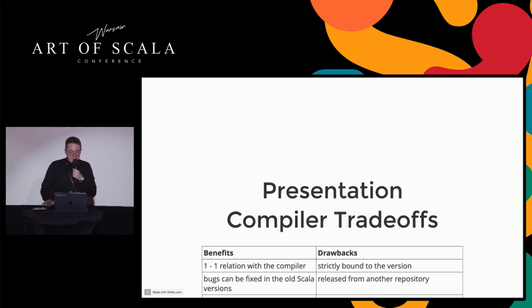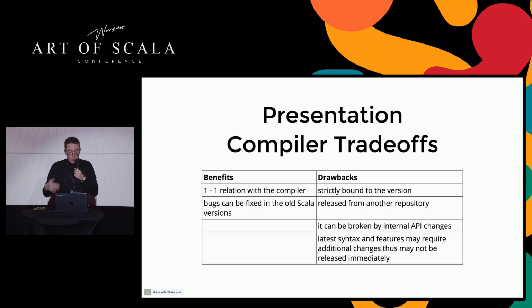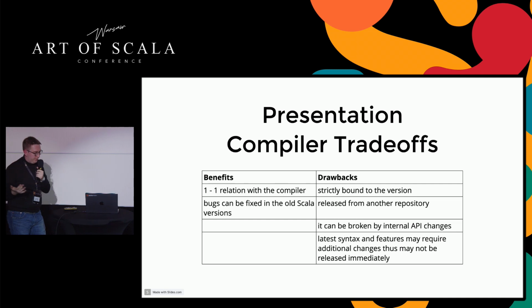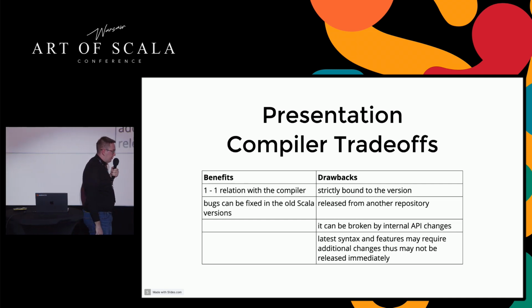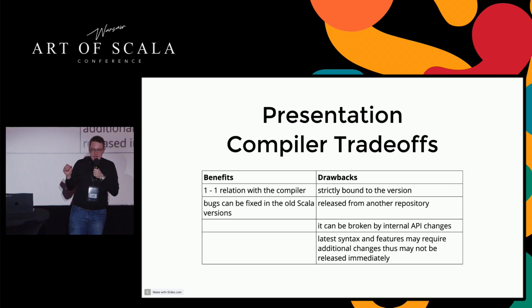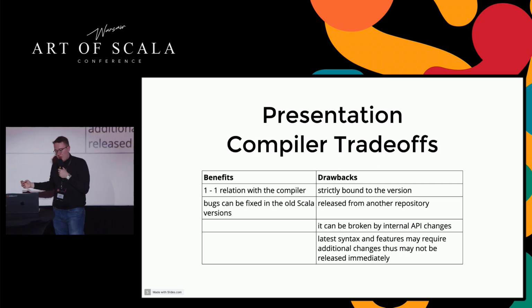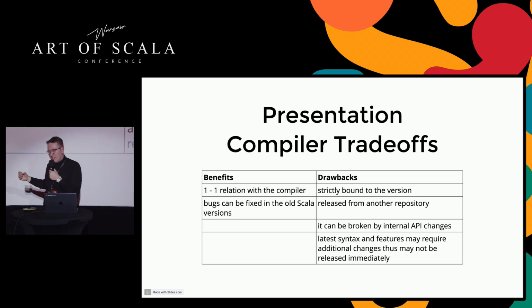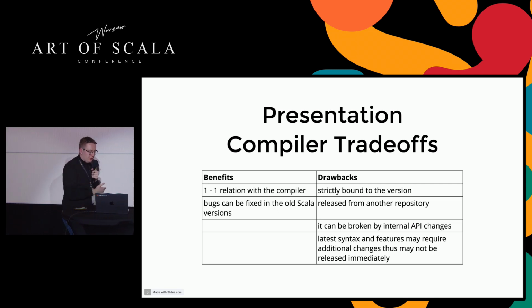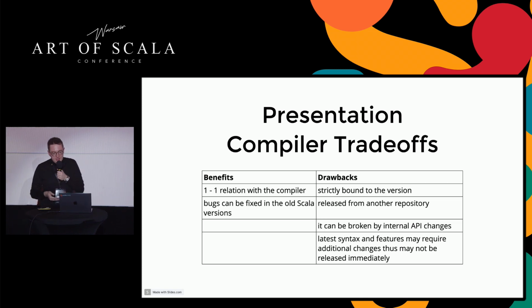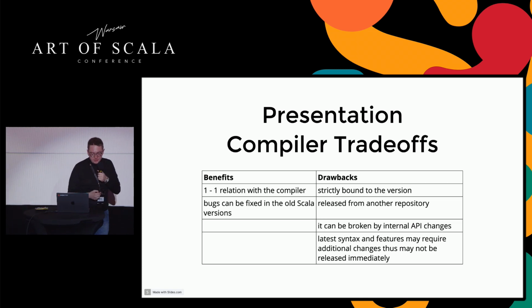Well, this has a few problems. We still have this one-to-one relationship because of that. But we can also fix the bugs, because the presentation compiler is located outside of the compiler. We can hack around this. We can do a special case for a given Scala version. If Scala is less than 3.3, we handle something differently. So we can basically fix bugs in older versions of Scala. But the problem is we are strictly bound to the version.